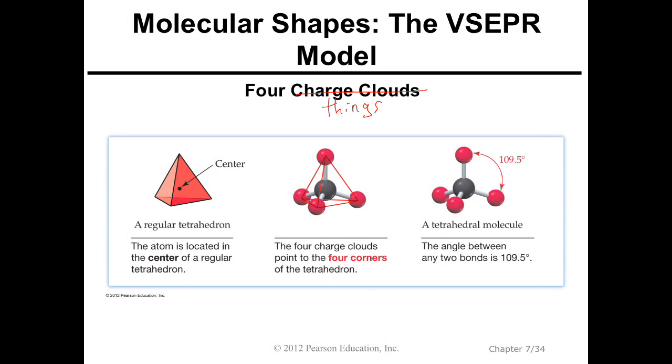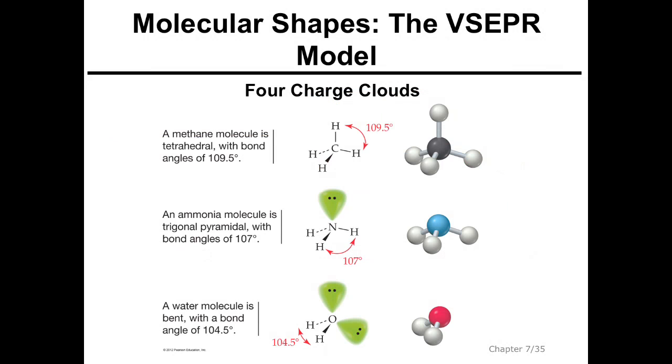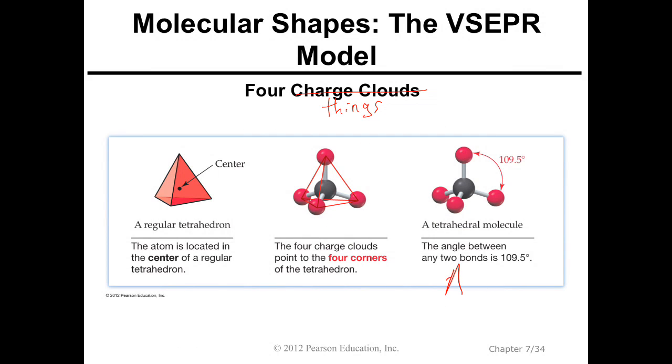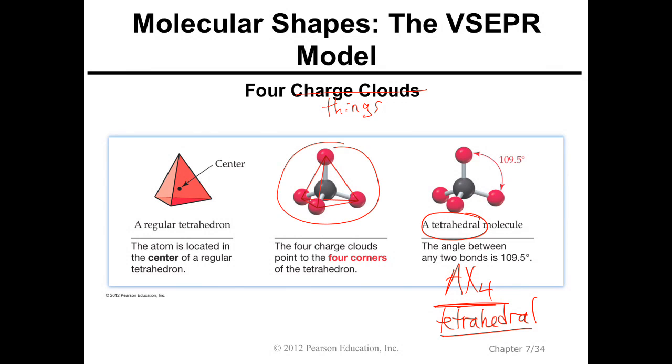All right, the first situation is where you have four atoms. I would call this AX4. And this is tetrahedral. So AX4 is a tetrahedral shape. And one way that you can illustrate that is like this. That's one way to illustrate a tetrahedron.